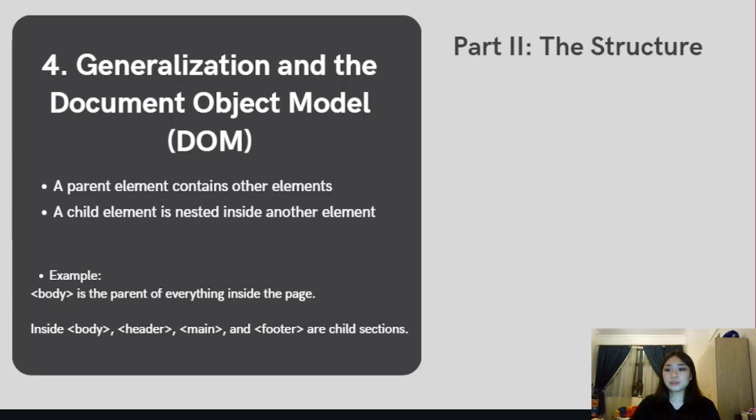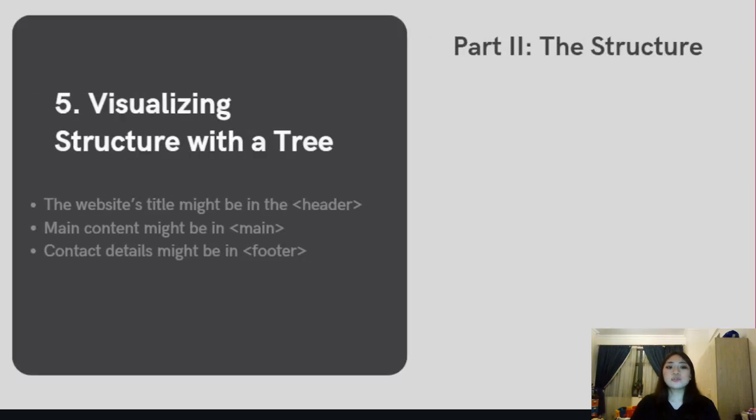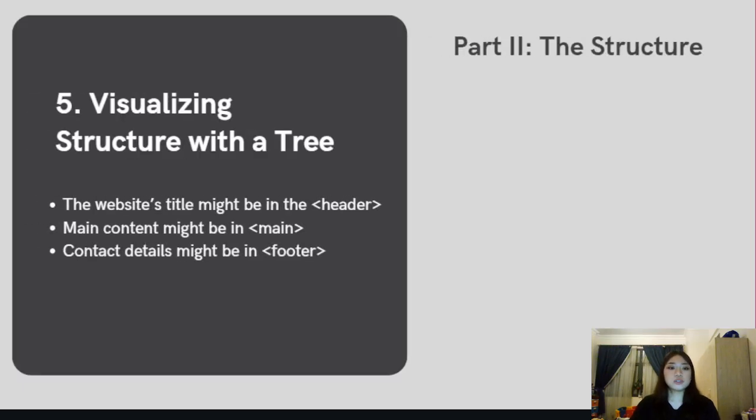Number 5. Visualizing structure with a tree. When developers visualize HTML as a tree, it becomes easier to understand how elements connect. For example, the website's title might be in the header, the main content might be in the main, and contact details might be in the footer. This approach mirrors real-world organizational structure as well as the web page layout.